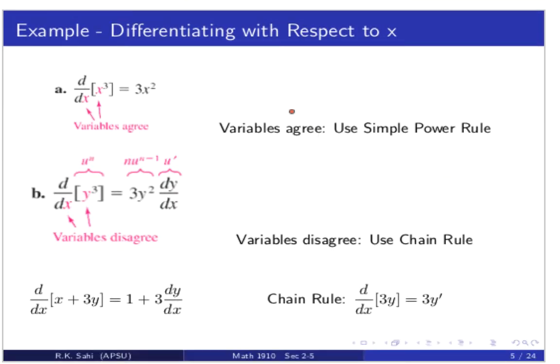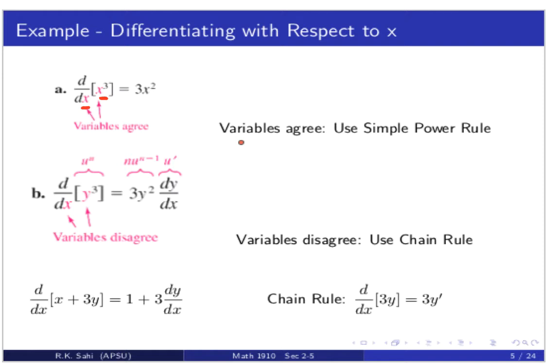Now let's look at this differential. Differential of x cubed. Now clearly the independent variable is x and the function is also in terms of x. Here the variable and the function are basically agreeing. So we just do the normal power rule, and we get the differential of x cubed to be 3x squared.